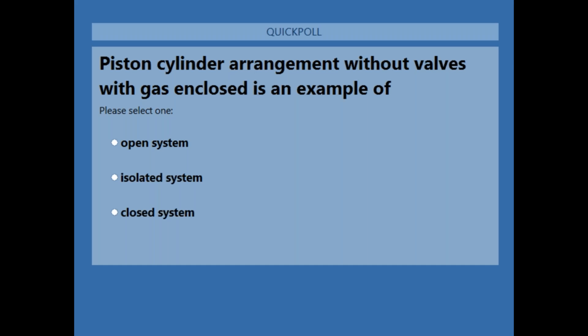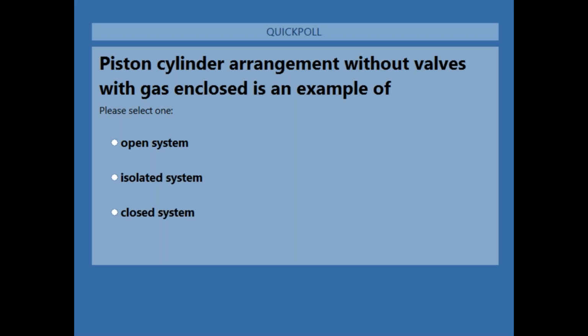So let me close this poll. About 50% of the students have voted, and I'm closing this poll now. I had asked whether the piston cylinder arrangement without walls can be assumed to be an open system, isolated system, or a closed system. As is generally a pattern, what I find is that about 50% of the class is good in understanding. The other 50% is struggling to understand the concepts.